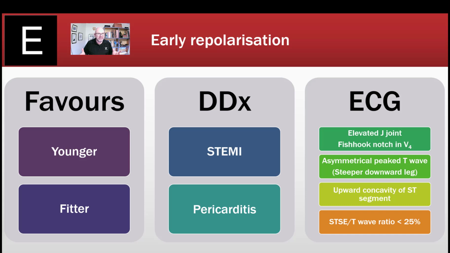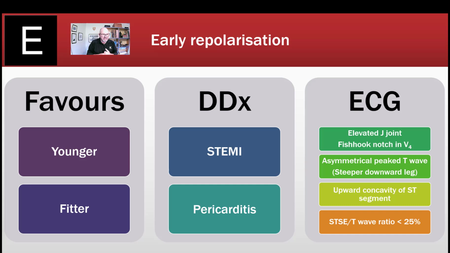The main distinguishing feature is that there is less regionalization, and it's more likely that multiple lead groups are going to reflect this change. Benign early repolarization is more common in younger people, that is under 50 years old, and the more athletic and the more male you are, the more likely it is to happen, although it's not restricted to these populations. It's also more prevalent in situations involving parasympathetic dominance.